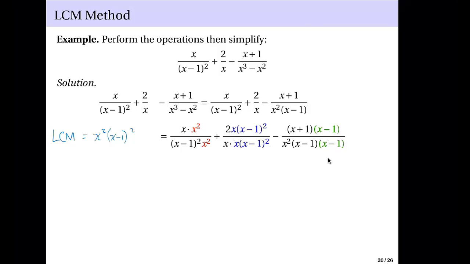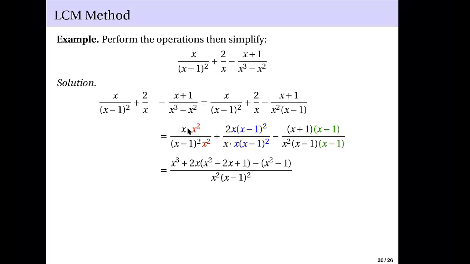Okay? Now, all of them have the same denominators. So all we need to do now is to add or subtract the numerators. And then simplify if possible. Okay? So if you do that, this guy here, x times x squared, that becomes x cubed. Here you have 2x. That's your 2x times x minus 1 squared. So x minus 1 squared, that's x squared minus 2x plus 1. And then you have the minus here, minus here.